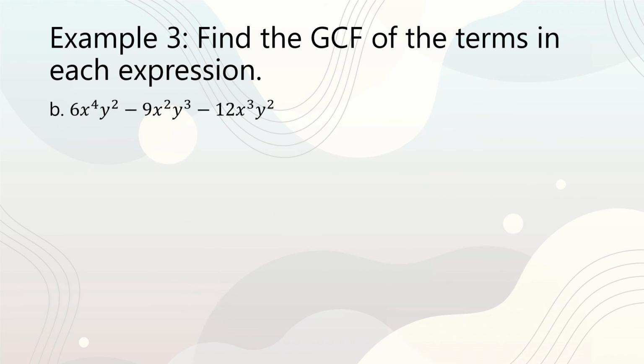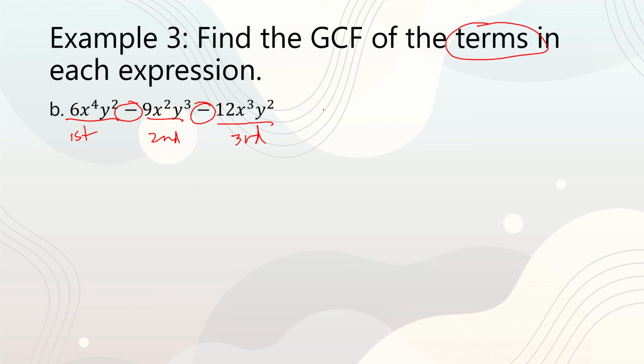Now let's have example B. So we have here 6x to the power 4y squared minus 9x squared y cubed minus 12x cubed y squared. So first, identify how many terms we have in the given to find the GCF. There are 3 terms separated by the minus. Again, terms are separated by either a plus or a minus. So this is our first term, this is our second term, and this is our third term.